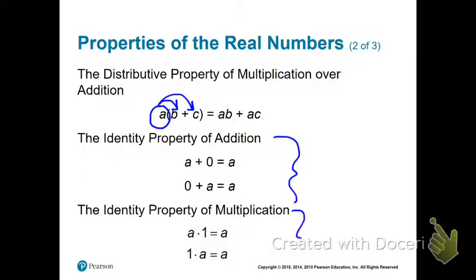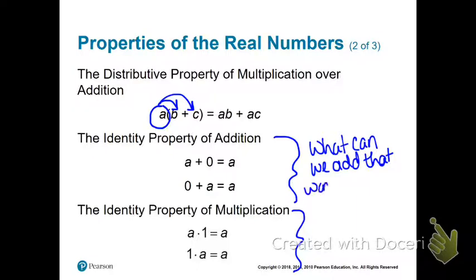So remember, your identity is yourself, okay? So when you're looking at the identity property, what can you do that's not going to change yourself? You don't want to change your identity. Therefore, if we're adding, the only thing we can add to something that won't let it change will be 0. So what can we add that won't allow it to change?